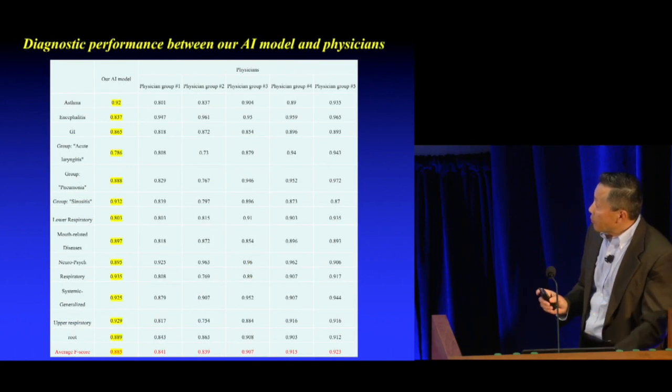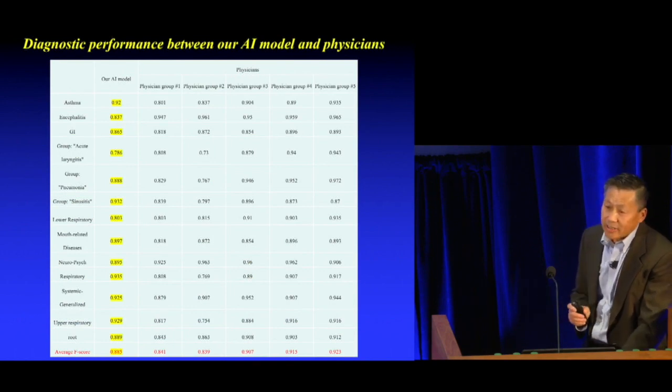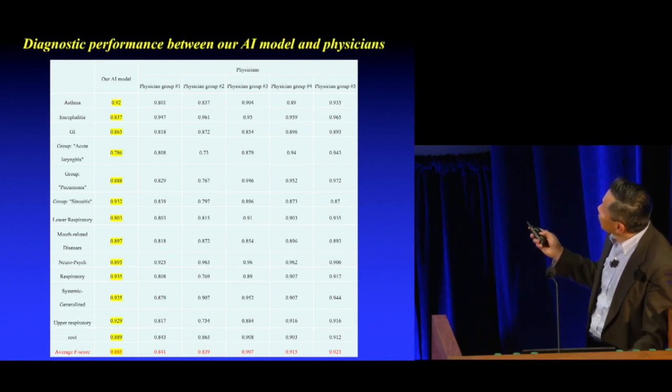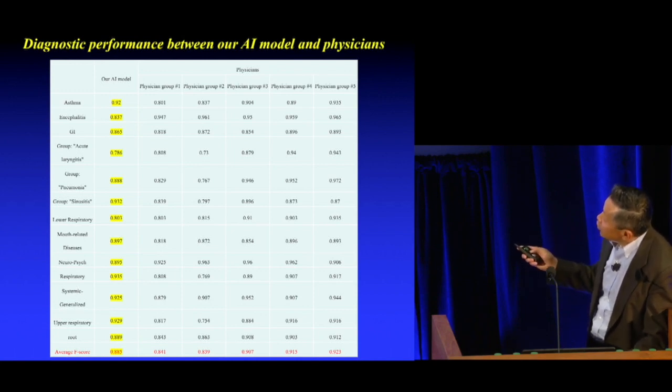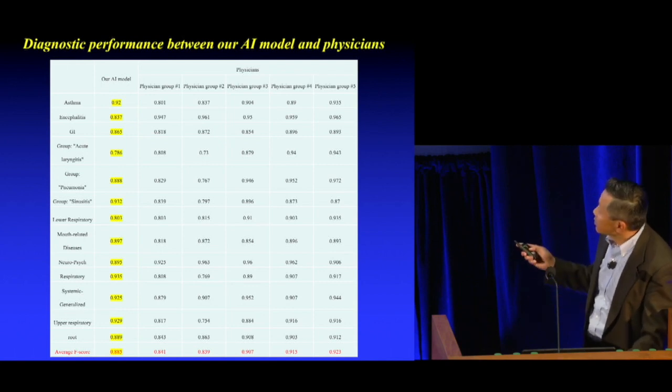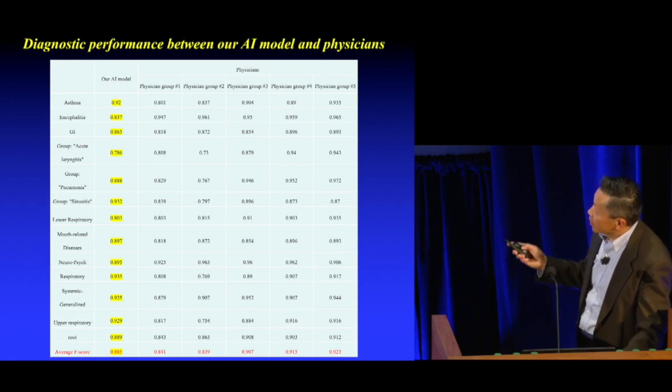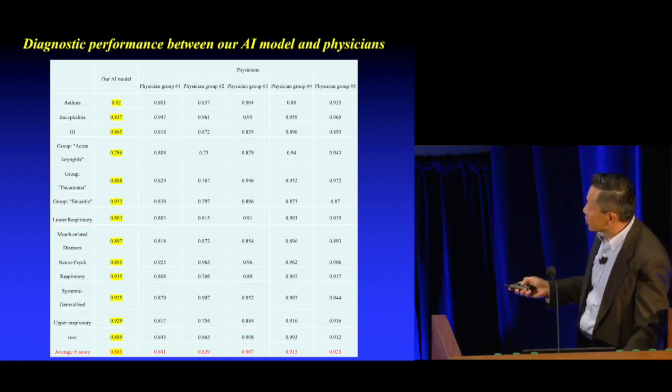For each case, we have 5 physician groups. This is a junior group, which is chief residents and junior physicians, up to 8 years. Then 8 years to 15 years, 15 years to 20 years, and 20 to 25 years and above. And this is the F score, which is the AI's performance. This is the synthetic performance of all the diagnoses.